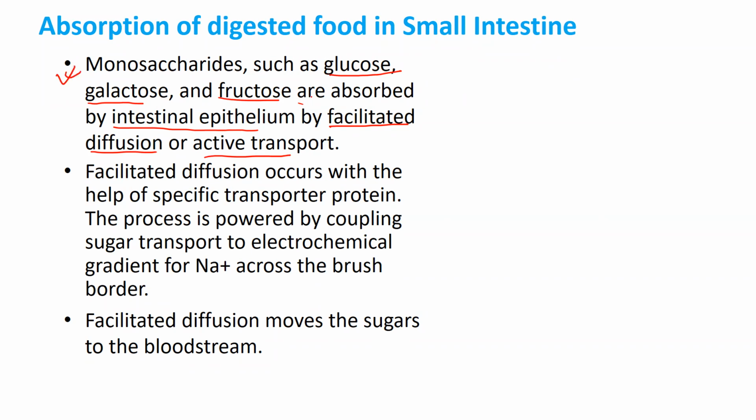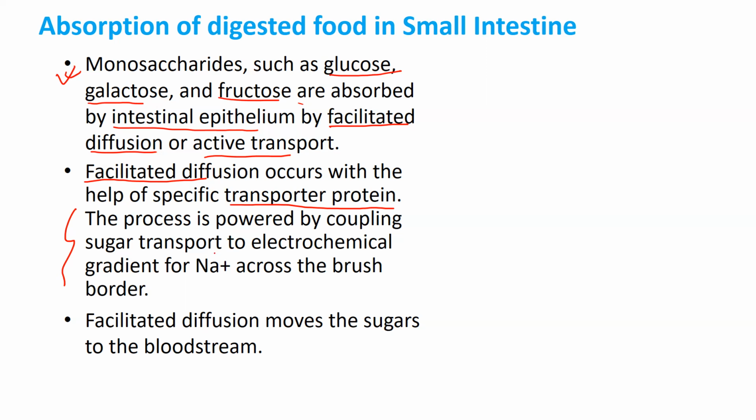From the NEET perspective, it is very important where it is absorbed and how it is absorbed. Both are very important, right? So glucose, galactose and fructose are all monosaccharides. Intestinal epithelium in the villi, facilitated diffusion or active transport, right? Now facilitated diffusion occurs with the help of a very specific transporter protein, right? When I discuss plant physiology, I will discuss these transporters, co-porter, antiporter. We will discuss all of that there. Antiport, symport, uniport. Yes, good. So these things I will discuss over there.